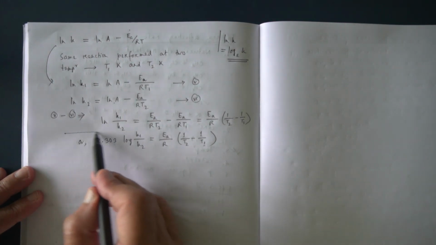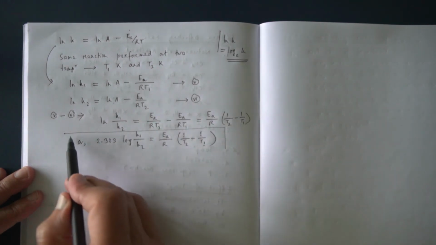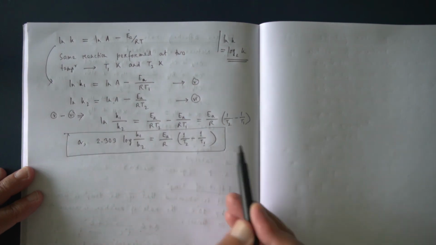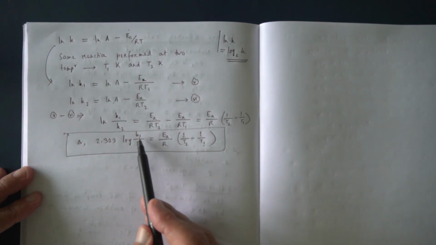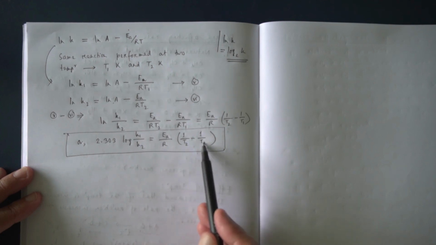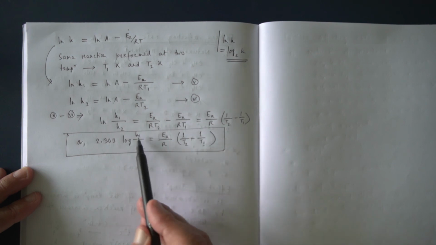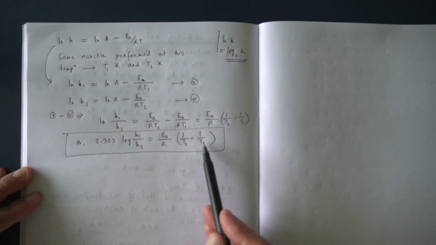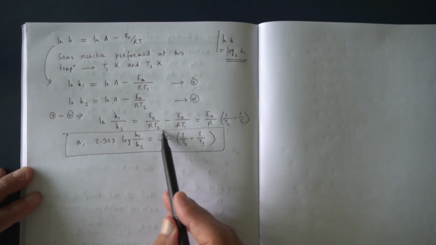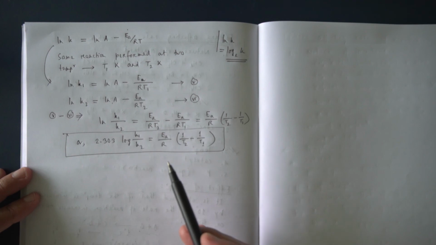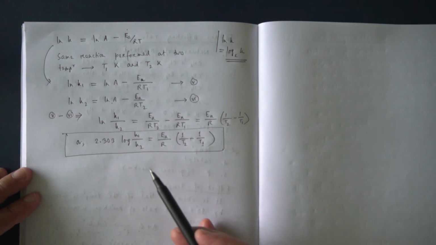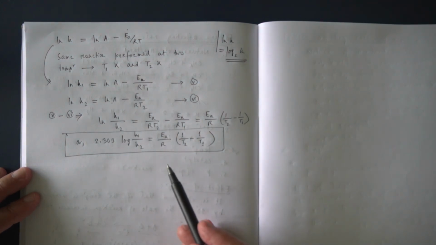Now from this what can we find out? If we know rate constants K1 and K2 at two temperatures T1 and T2, then we can find out the activation energy of a reaction. We can find out that.